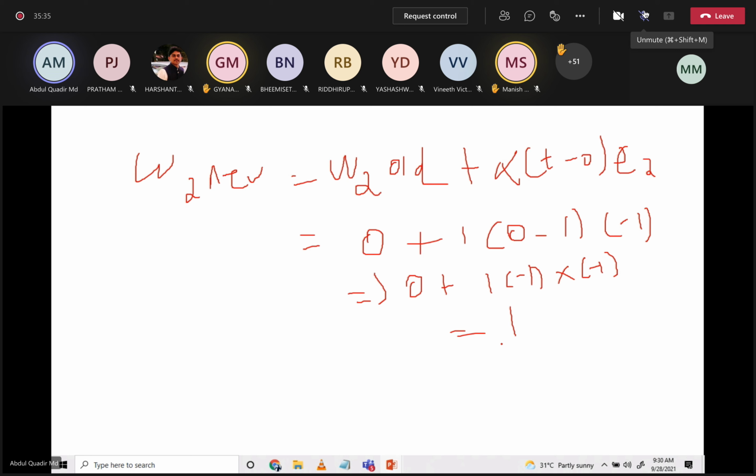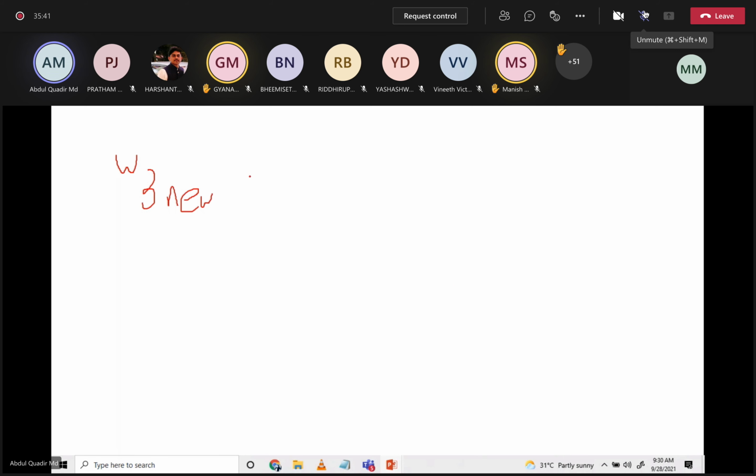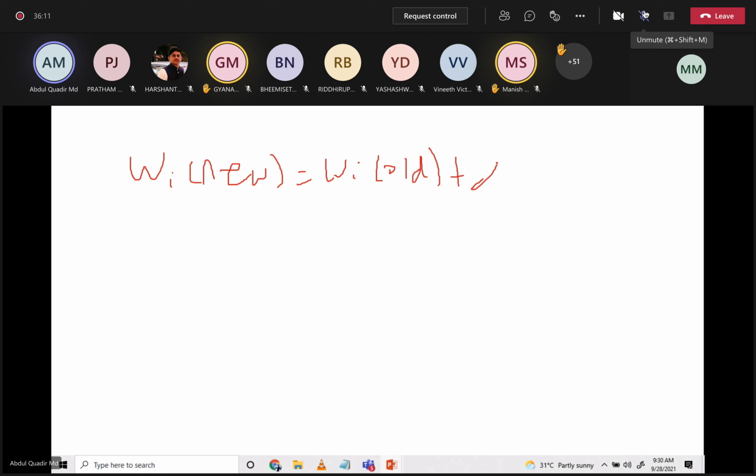Okay, so now W3. W3 new equal to W3 old plus alpha into T minus output into x3. So in general, how will you write, students? Wi new, the general formula, equals Wi old plus alpha into target minus output into xi. This is the general formula.